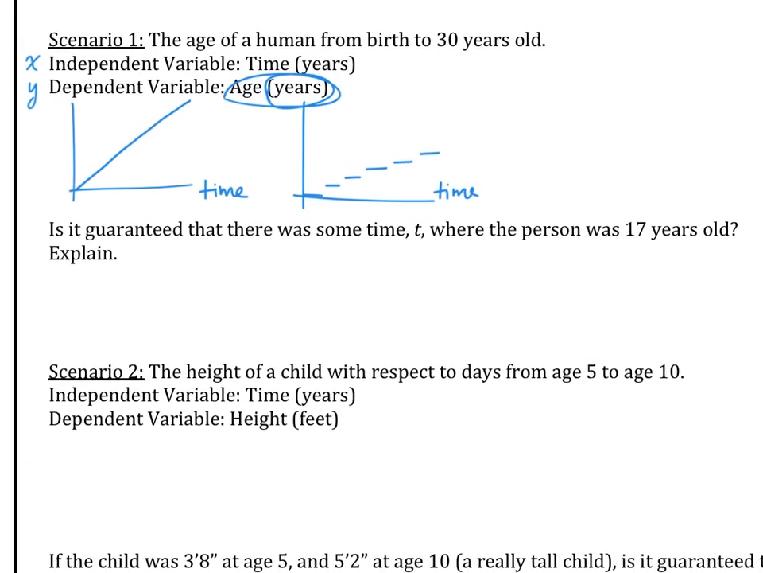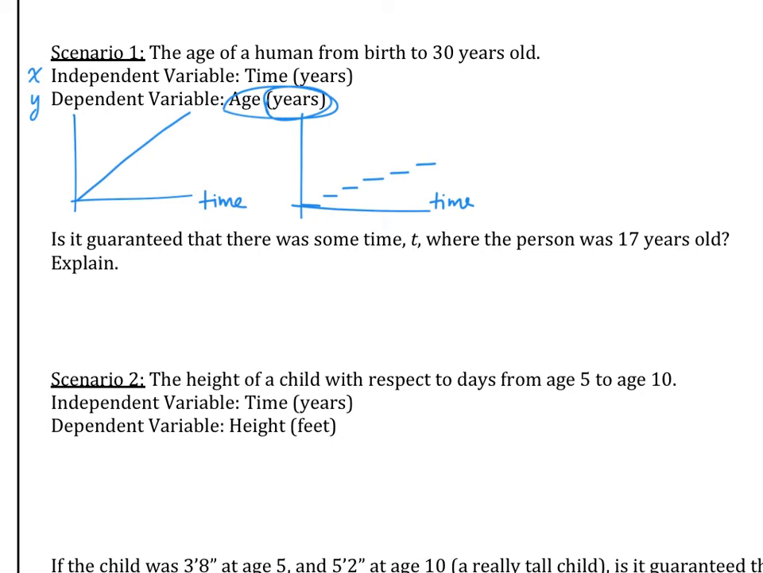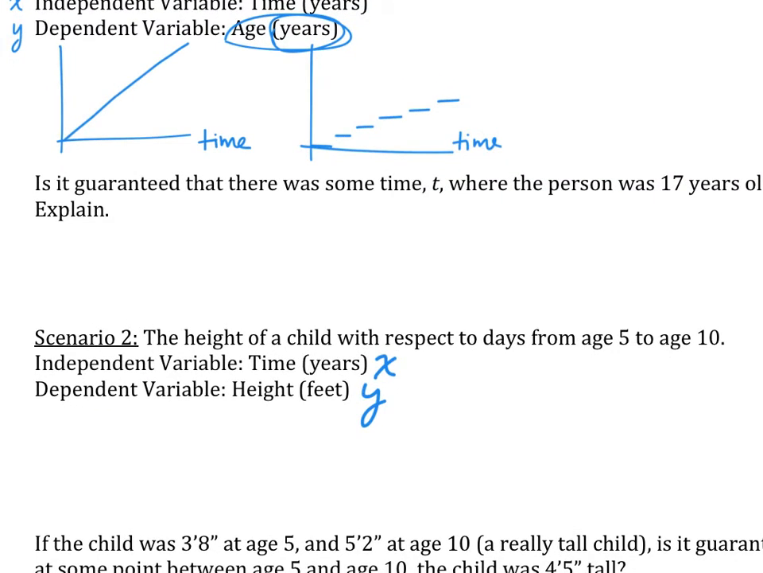Now, scenario 2. The height of a child with respect to days from 5 to 10 years old. Okay, so you're going to draw that graph. Again, the independent variable this time is still time, and the dependent variable is height. So go ahead and draw a graph that you think would represent this. So how did you draw your graph? From ages 5 to 10, what is the height of this child? I'm not sure what you drew.